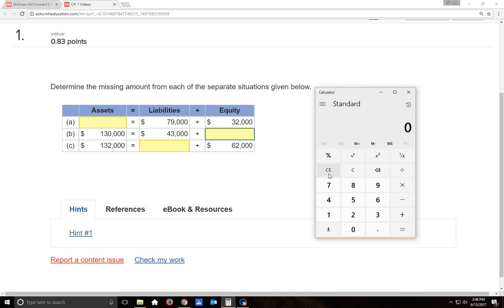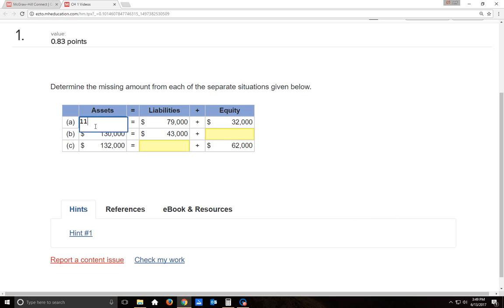Here we're not given what the total assets are, but the problem tells us that liabilities, creditor claims, equal $79,000, and stockholders' equity, or stockholders' claims, equal $32,000. So to find out what the total assets are, we'll simply take the total of each of these claims, liabilities of $79,000, or 79 for short, plus stockholders' claims of $32,000, or 32 for short, and that must equal the total of our company's assets of $111,000.